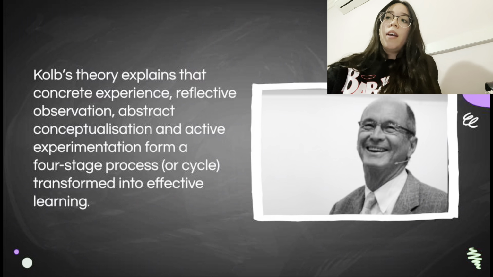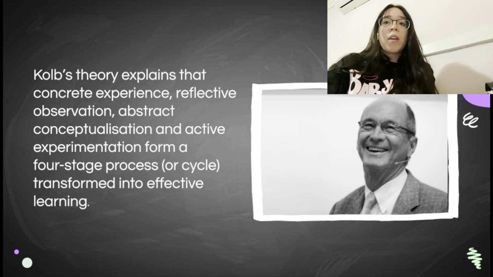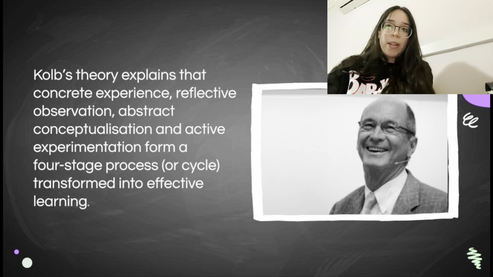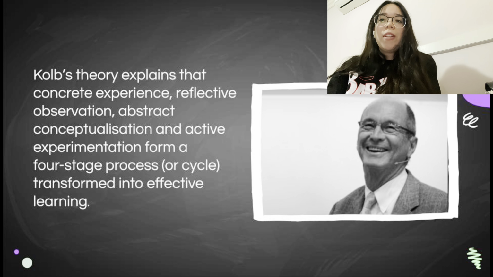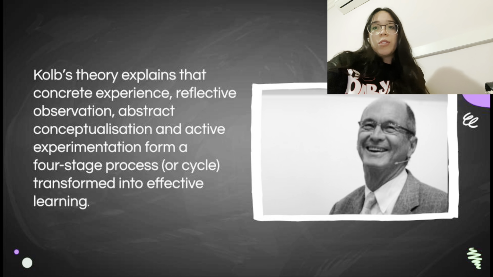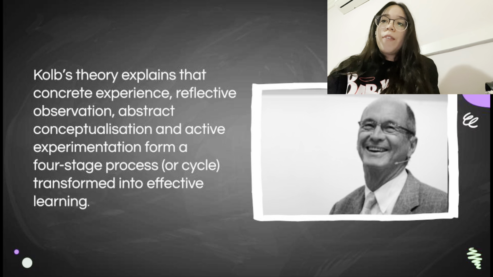Let's continue. Hi, I am Joanna and I'm going to start explaining about David Kolb's theory. David Kolb published his learning style model in the year of 1984, from which he developed his learning style inventory. As in the slide said, Kolb's theory explains that concrete experience, reflective observation, abstract conceptualization, and active experimentation form a 4-stage process or cycle transformed into effective learning.